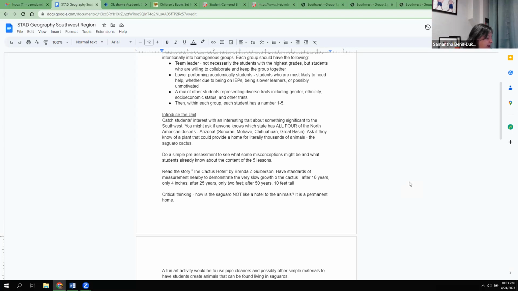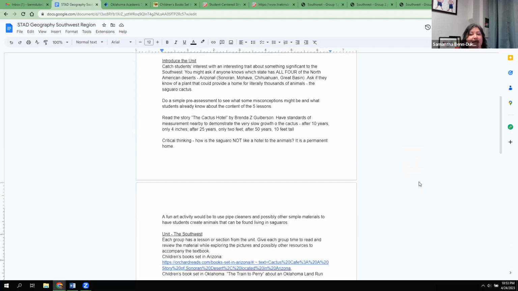After the reading of this short story, Cactus Hotel, I would first ask them, so in what ways is it like a hotel? And of course, they'd have a lot of those, but then I would say, in what ways is it not like a hotel? And the biggest point there being that it's a permanent home to many of the animals. Many of the animals live in that same saguaro their whole lives. Their whole families live within that same saguaro.